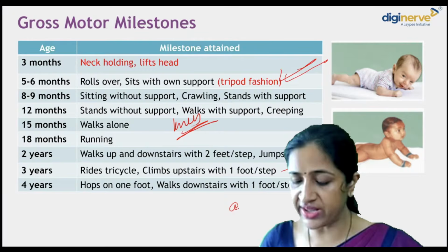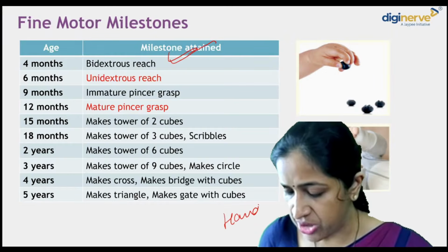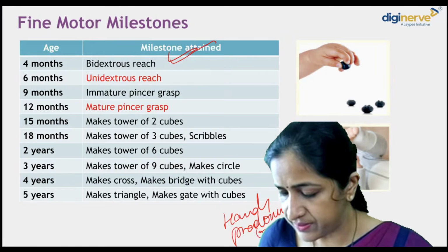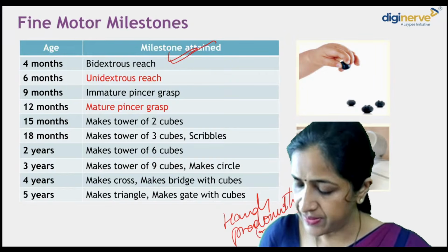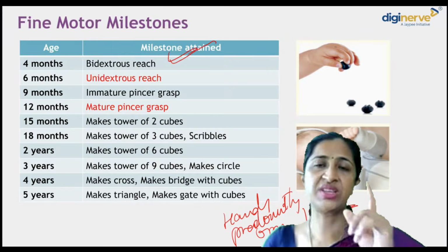Fine motor. First fine motor milestone. What is it? Regularly asked. This was asked in 2 ways. First fine motor milestone as noticed by mother: answer is bidextrous reach at 4 months. First fine motor milestone which is appearing in the child, which should be noticed by a healthcare provider, is hands held predominantly open by 1 month. Okay. So read the question carefully.